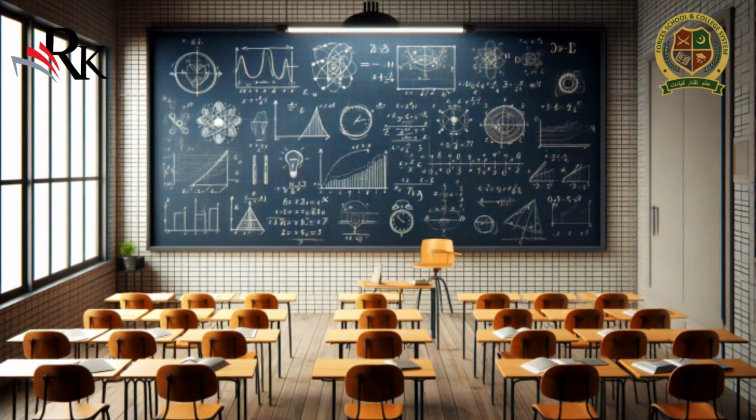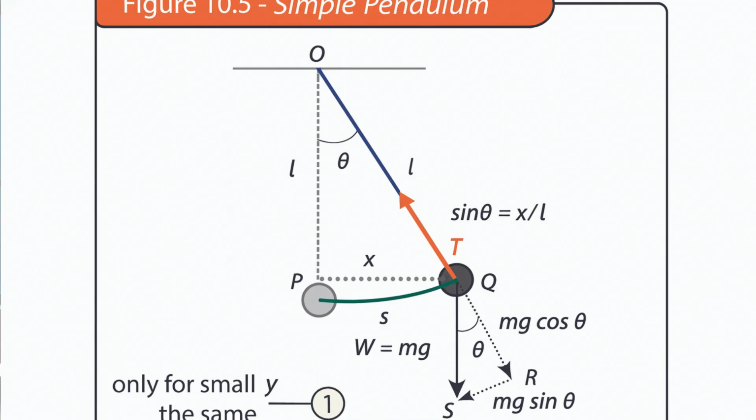Given weight of bob, W equals mg. The bob is at an angle theta from the vertical. We resolve the weight mg into two perpendicular components. 1. Component along the string. This lies along the direction of tension. Using trigonometry, it equals mg cos theta. Why? Because this component is adjacent to the angle theta. This component is balanced by tension, T, in the string. T equals mg cos theta, for equilibrium along the string.